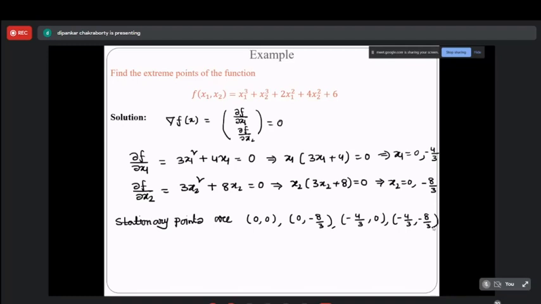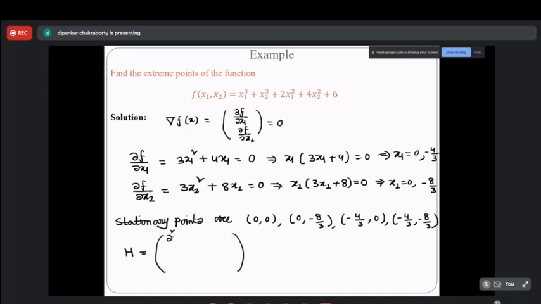Okay, so these are the stationary points for which we have to find out the nature of the function, whether it will give us a maximum or minimum. To do that we have to find our Hessian matrix. So first of all, what is the Hessian matrix?